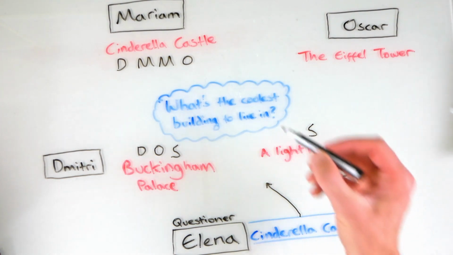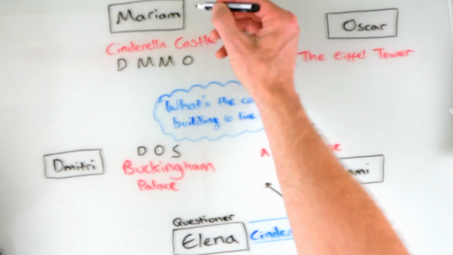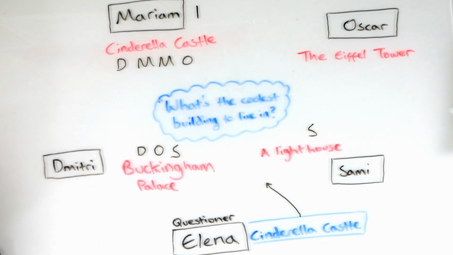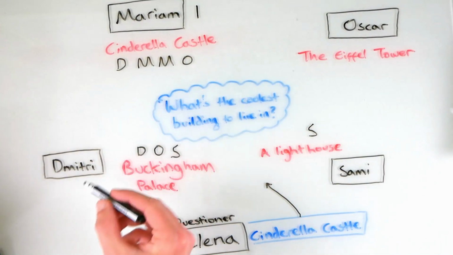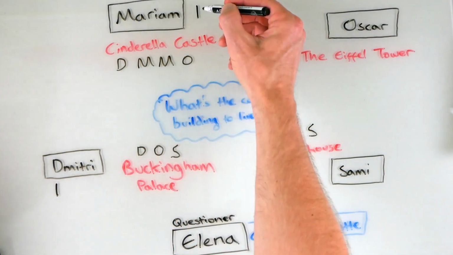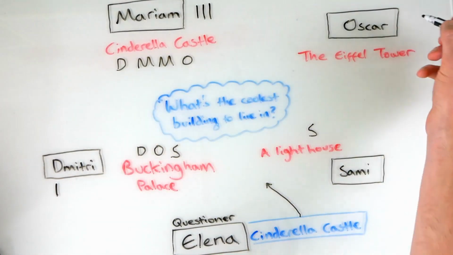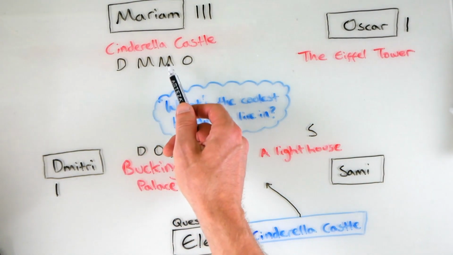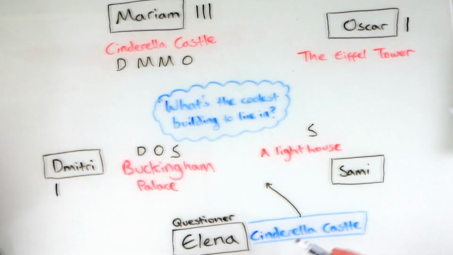First of all, the player whose answer Elena chose gets 1 point, so Mariam has 1. Now each vote on the correct answer gets a point. Dimitri gets 1, Mariam gets another 2, and Oscar gets 1. Sammy gets none. And finally, the questioner gets the number of points equal to the number of votes on the correct answer, up to a maximum of 3. So although there are 4 votes here, Elena only gets 3 points.